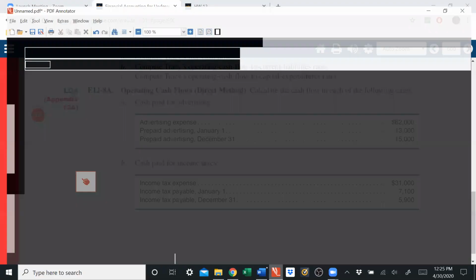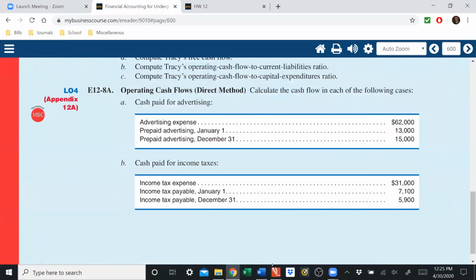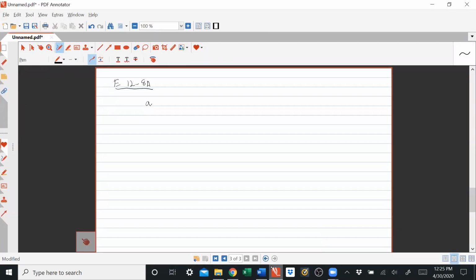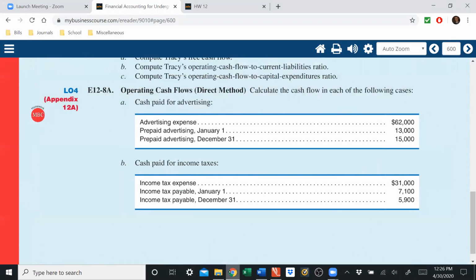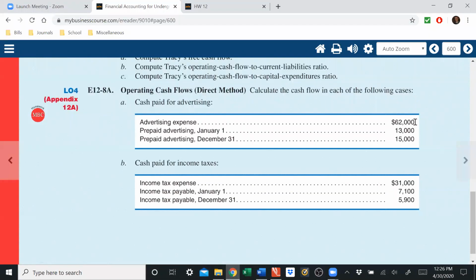Well, to figure that out, you have to analyze advertising expense on the income statement, and you have to convert that number, which is an accrual number, to the actual cash paid for advertising. So you would go find on the balance sheet any account related to advertising, and they gave it to you. There's prepaid advertising on the balance sheet. It starts with the balance January 1st of 13,000. It ends with a balance December 31st of 15,000. The advertising expense we recognize this period is 62,000.